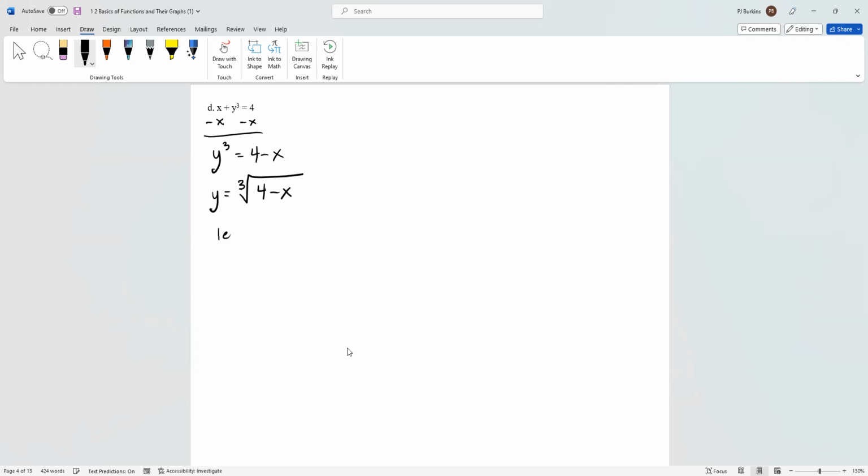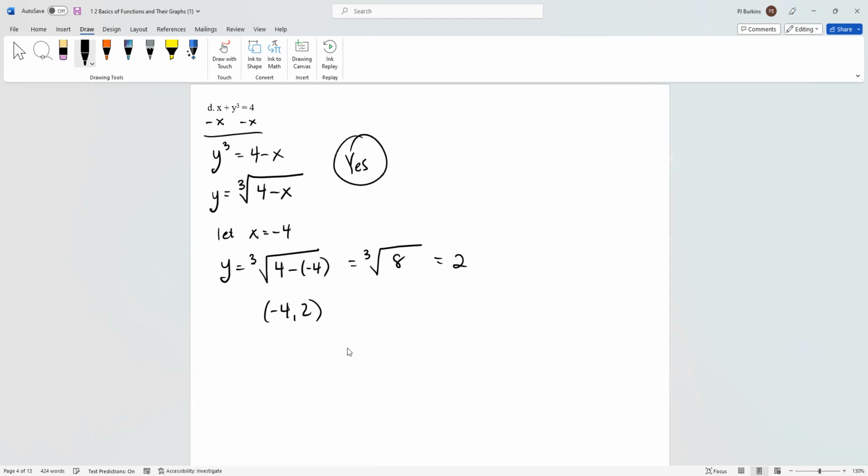So let x equal, let's try to make this nice, make it negative 4. So y equals the cube root of 4 minus a negative 4. That's the cube root of 8, which is 2. And so I get the ordered pair (negative 4, 2). So that's a single ordered pair, right? The x only gave back one y value. Therefore, yes, this should be a function.